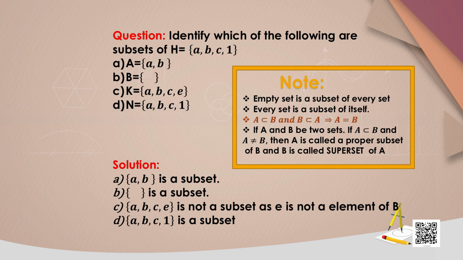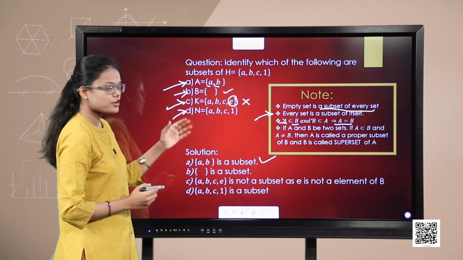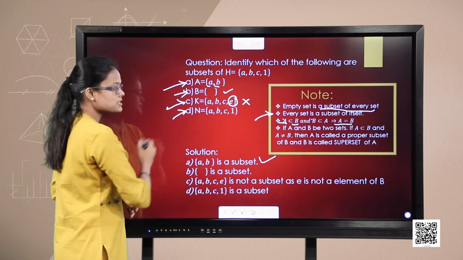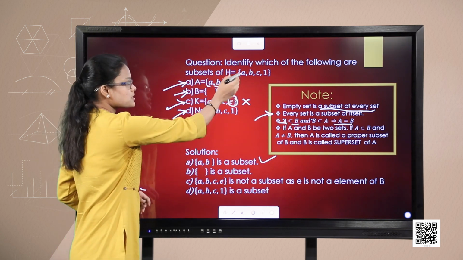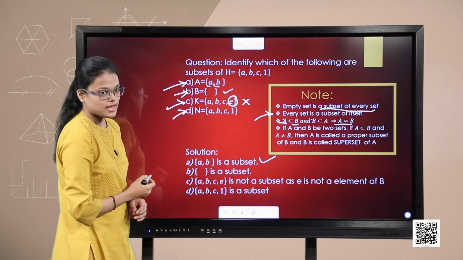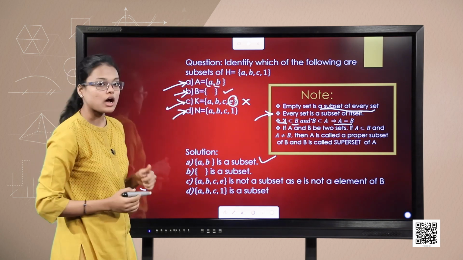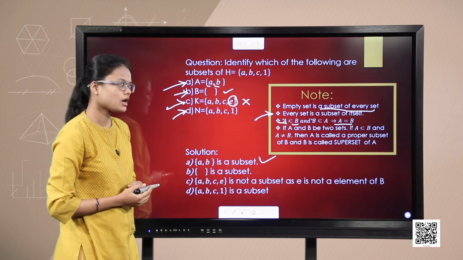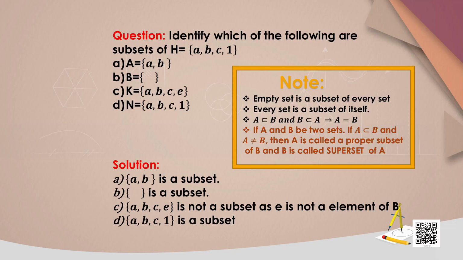The third point states, if A is a subset of B, that means every element of A is in B, and B is a subset of A, that is every element of B is in A, then this implies that A is equal to B. An example is there in front of you. You can see this part D. N is a subset of H, also H is a subset of N, and yes, we can see N and H are equal sets.